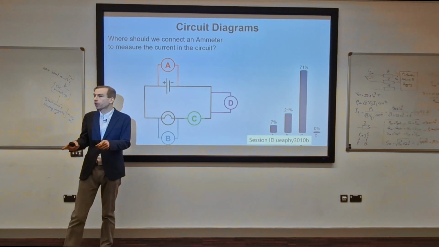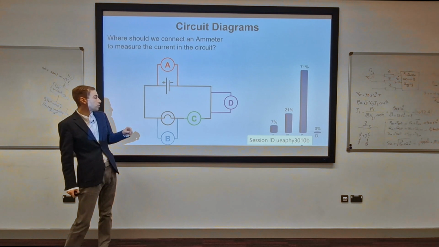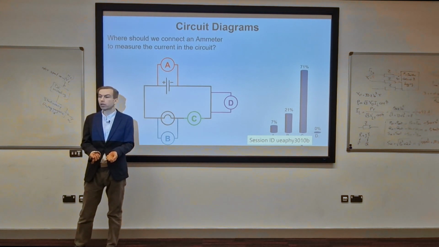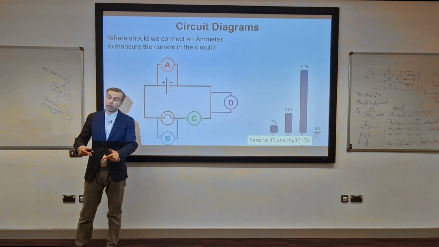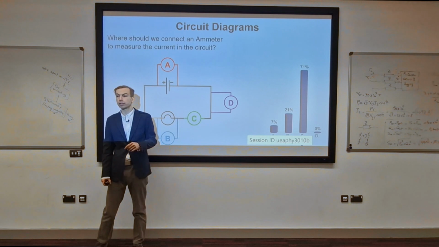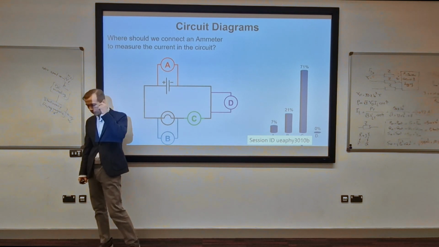So very well done, everybody, with that question. That's the correct way to connect a multimeter if you want to measure the current. When we get in the lab in a few weeks, if you want to be measuring the current in your circuits, make sure you're connecting it in series.